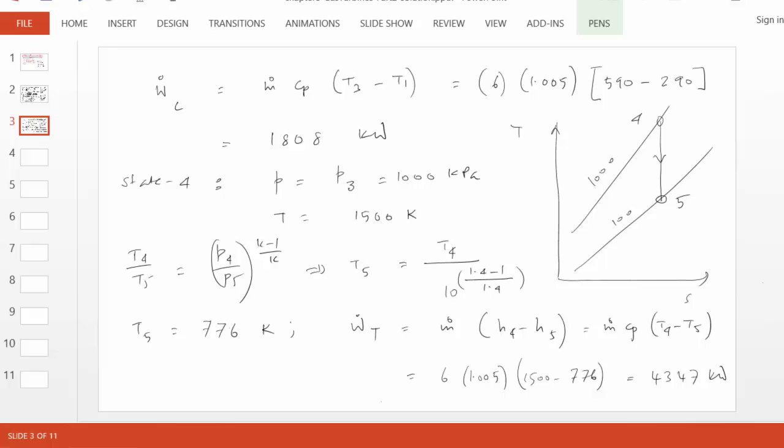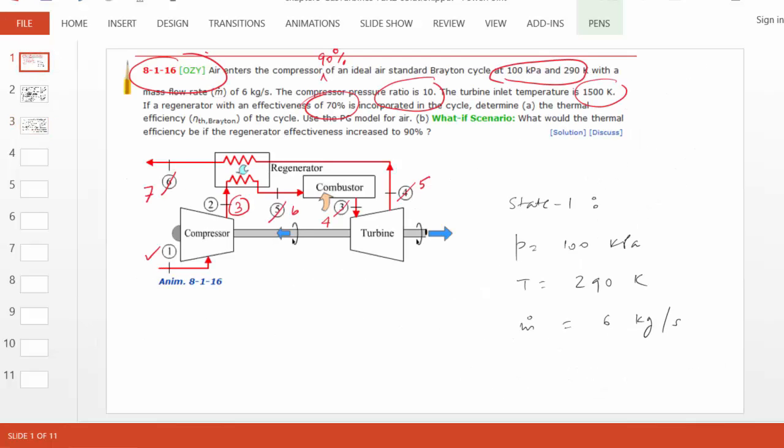Okay, so to find the next state, that is, let's say state 6, we have to understand what the regenerator effectiveness is. What does regenerator effectiveness mean? Well, look at what happens in a regenerator. The compressed air is heated from state 3 to state 6 by the hot exhaust from the turbine at state 5. So state 5 is the hottest temperature. So how hot can the compressed air get? The answer is at the most the temperature at 5. That's the hottest temperature. But in any real regeneration system, T6 will be slightly lower than T5.